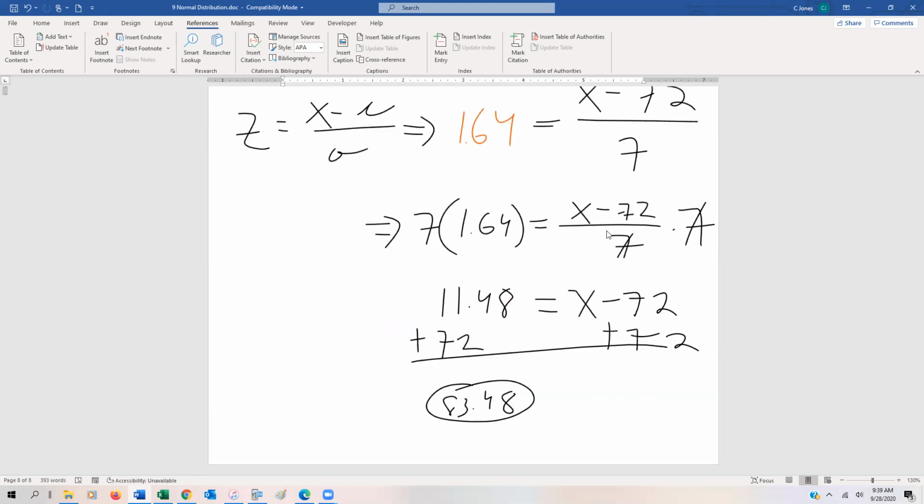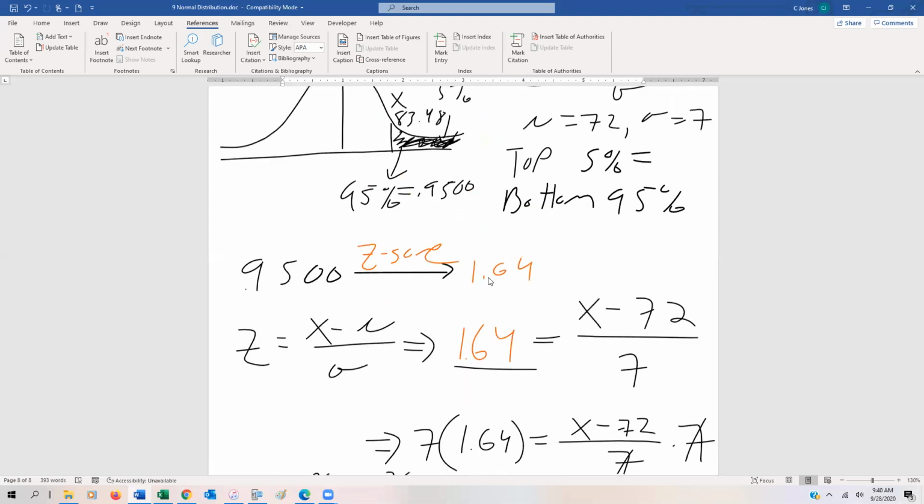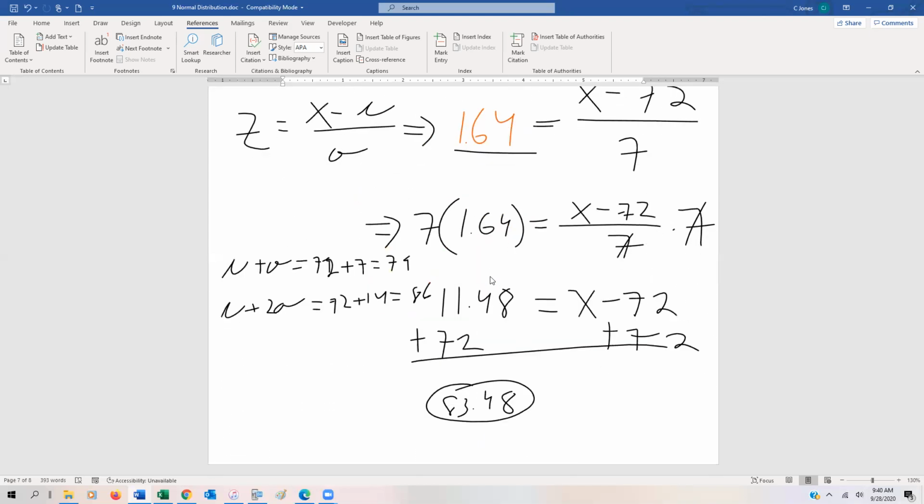All right, and again, to be able to approximate that, what I did was I found mu plus sigma, which is 72 plus 7, which is 79, and mu plus 2 sigma, which is 72 plus 14, which is 86. And our answer should be between there because we're 1.64 deviations above the mean. And so it does make sense for our answer. Right? So again, just making sure that we understand what these solutions represent.